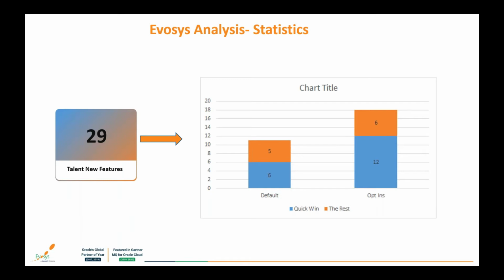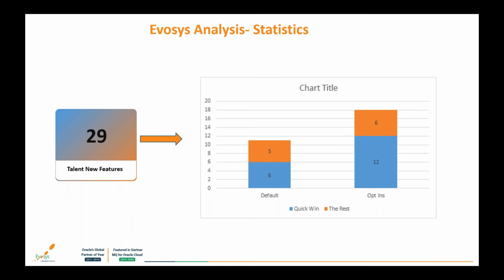Out of these 29 features, we have segregated them into 2 parts. One is default and another is opt-in. As the word suggests, default is available by default out of the box to all customers in 21A, and we do not need to do much configuration changes. The next one is opt-in, which is also available out of the box, but we have to do a certain level of configuration to enable them.